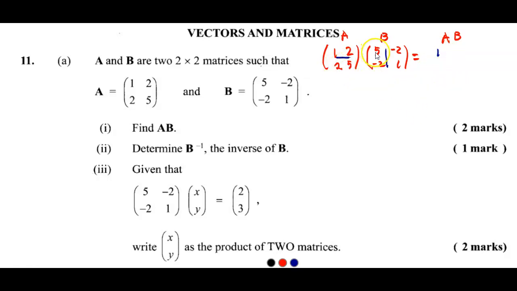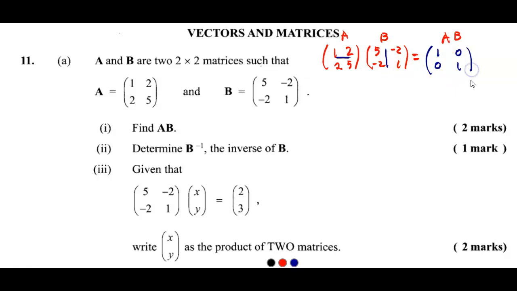And 2 times 5, that's 10. And then 5 times minus 2, that's minus 10. So 10 plus minus 10 is 0. Okay? And then 1 times minus 2, that's minus 2, plus 2 times 1, that's 2. So minus 2 plus 2 is 0. And then we have 2 times minus 2, that's minus 4, plus 5 times 1, that's 5. So minus 4 plus 5 is just 1.